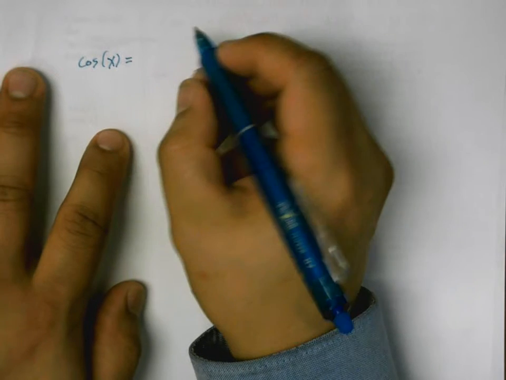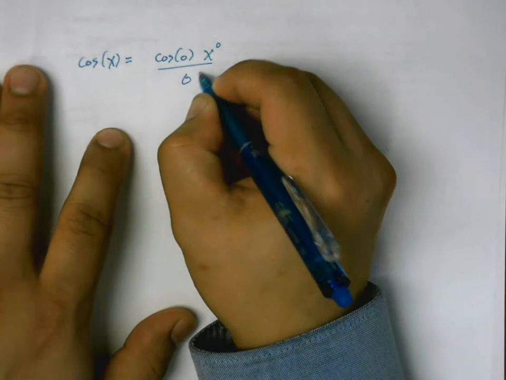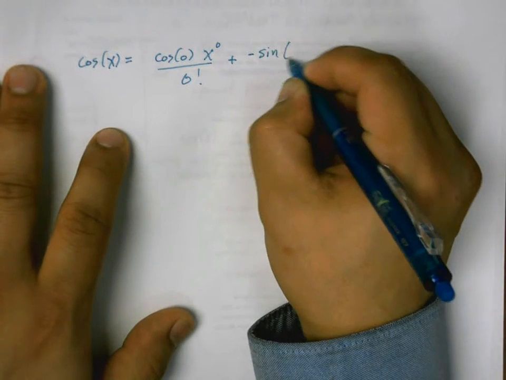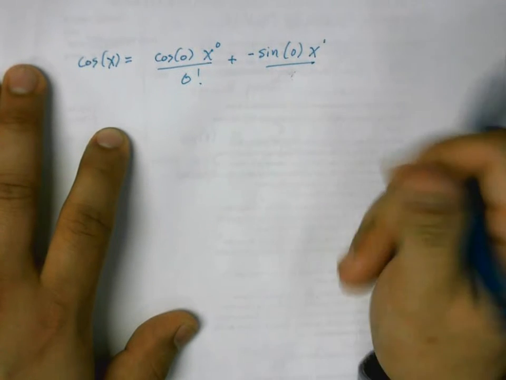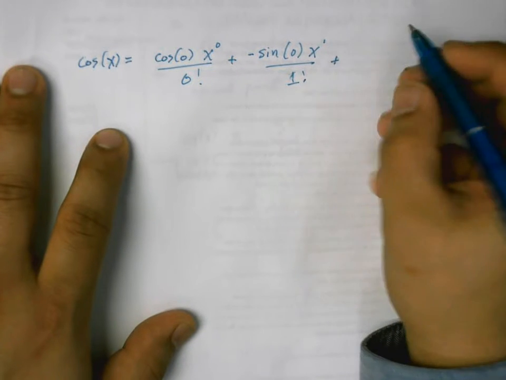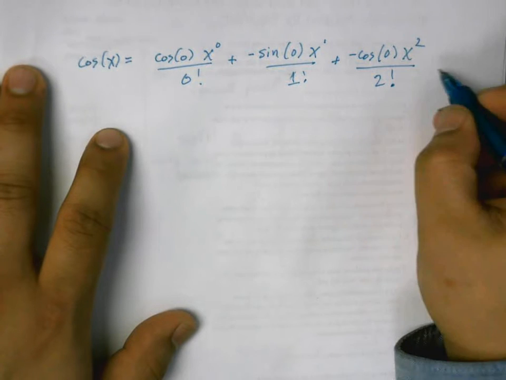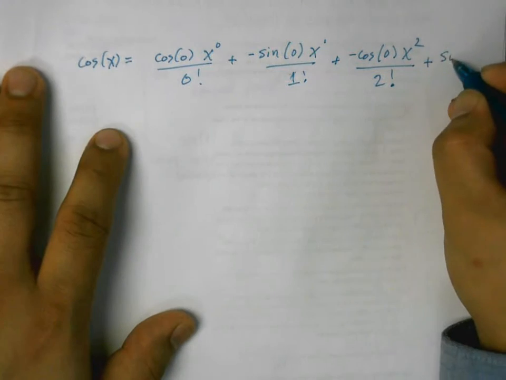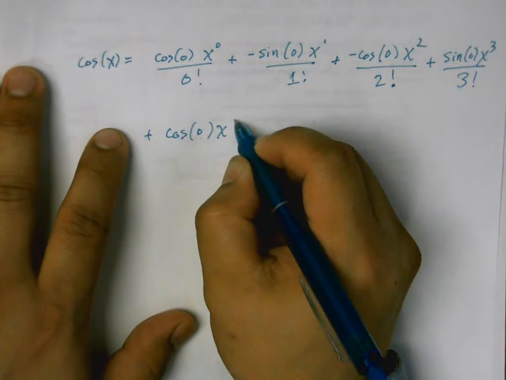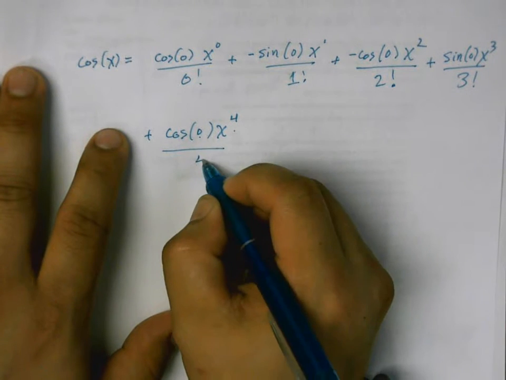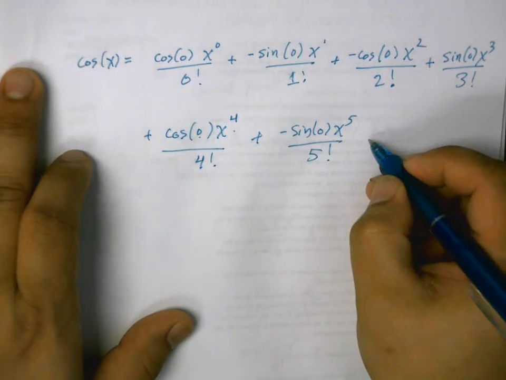So applying what we know here, this is the original cosine function at 0 times x to the 0 over 0 factorial, plus the derivative of cosine at 0 times x to the first over 1 factorial, plus the second derivative of cosine, which is just negative cosine, times x squared over 2 factorial, plus the third derivative of cosine, which is just sine of 0, x cubed over 3 factorial, plus the fourth derivative of cosine, which is back to itself again, of 0 times x to the fourth over 4 factorial, plus the fifth derivative of cosine at 0 times x to the fifth over 5 factorial, and so on.